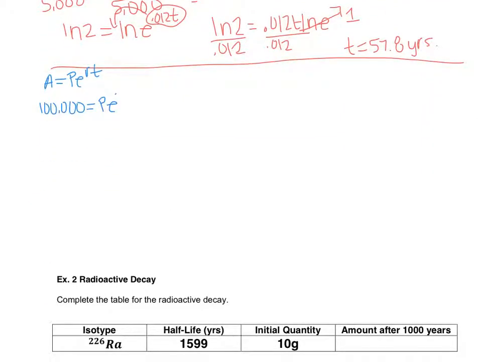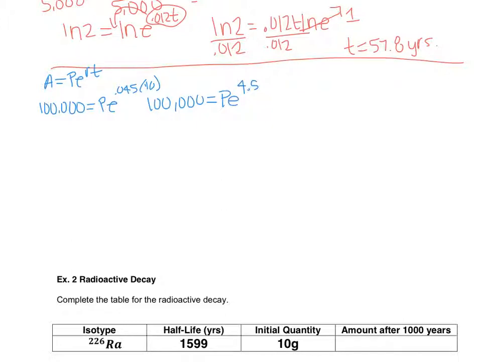So 0.045. And I do know 10 years is what it took. After 10 years, I had $100,000. So I'm going to use 10 for t. So what we've got here is 100,000 equals P e to the 4.5. Now, e to the 4.5 is just a number.